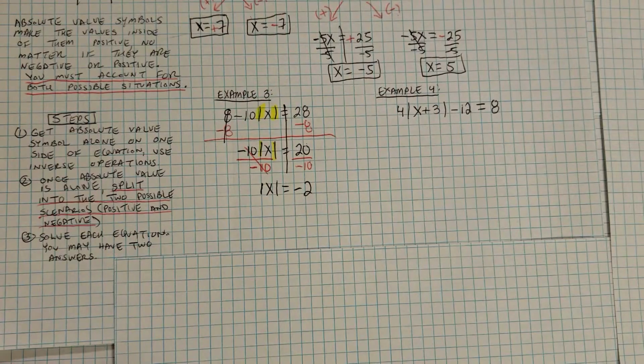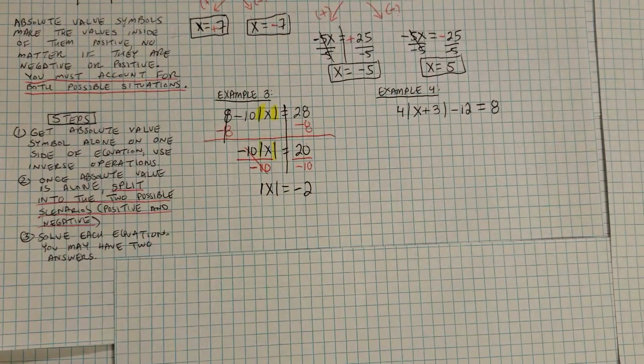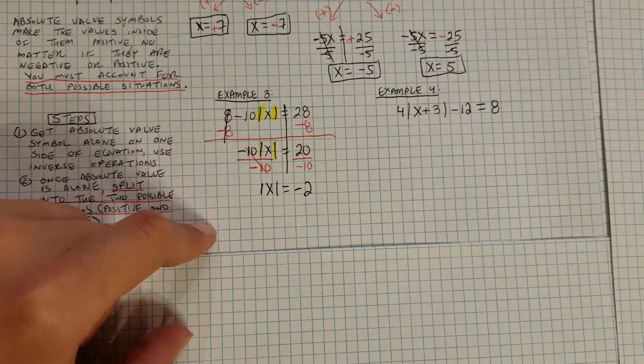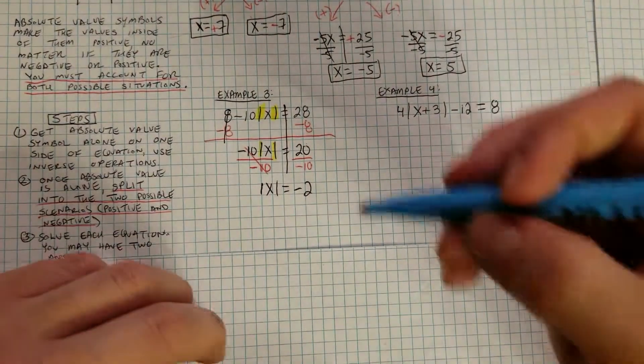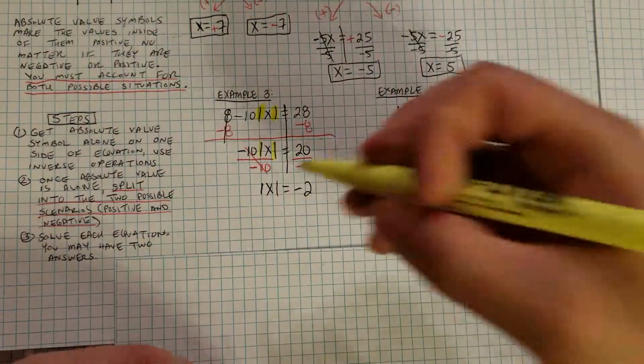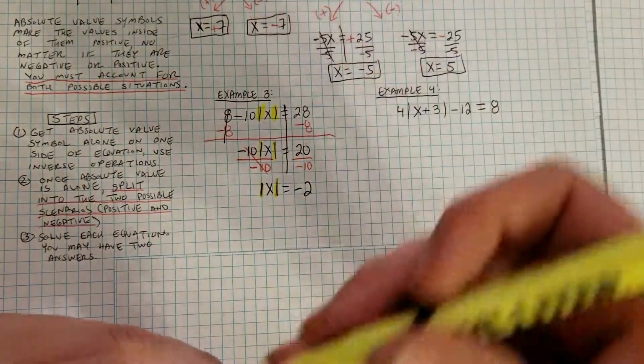We can actually have two different equations, the positive and the negative, and we can solve for x. One little problem with this example, though, is if you stop and think about it, this problem doesn't make sense, meaning that it doesn't have a solution.